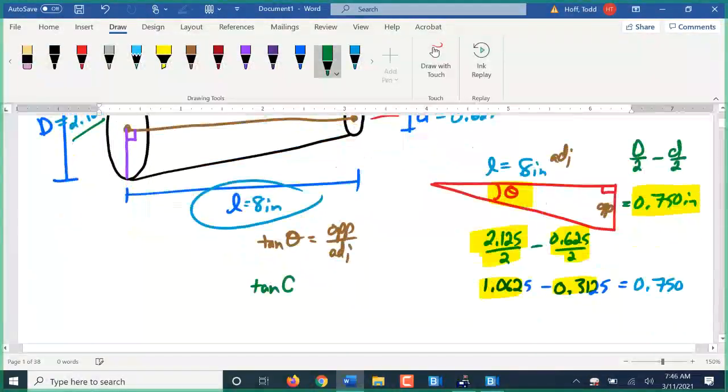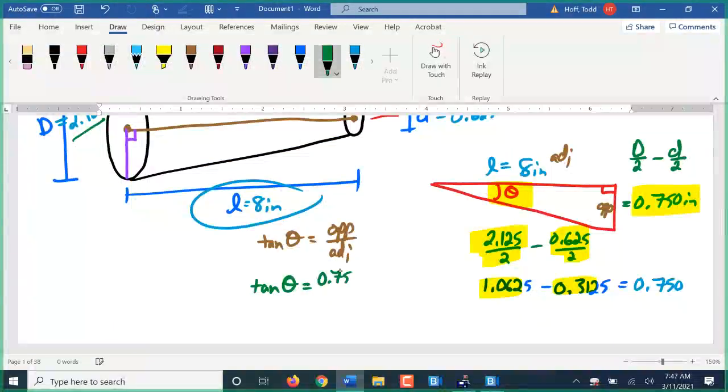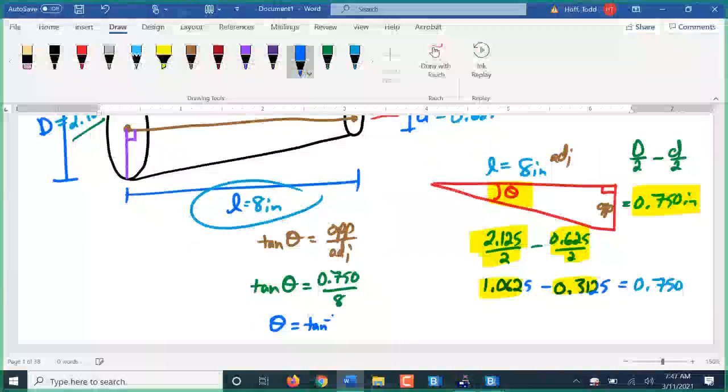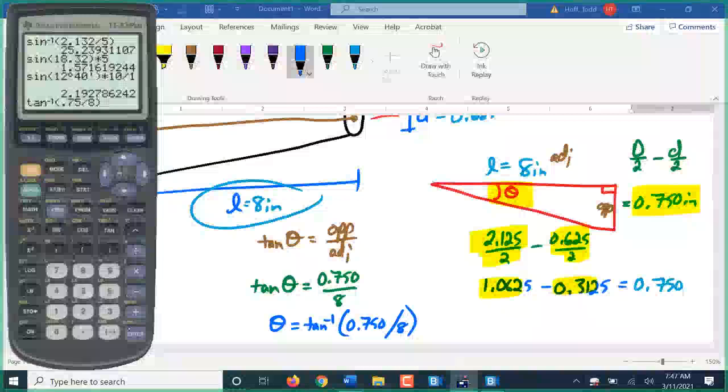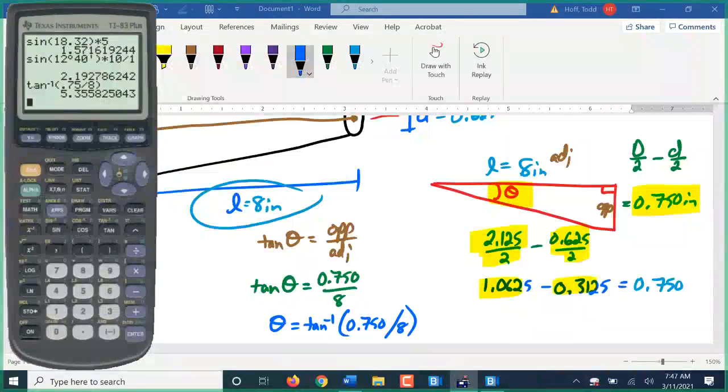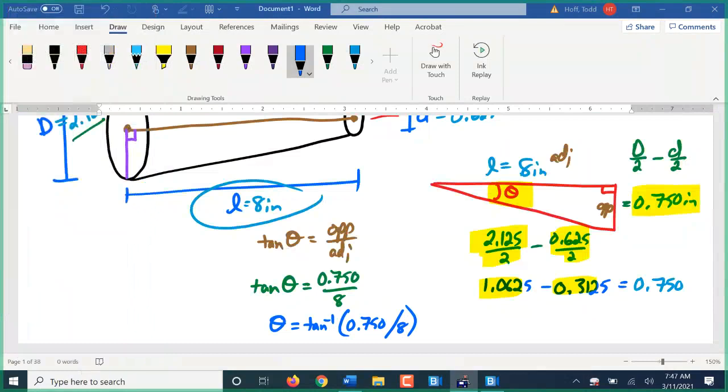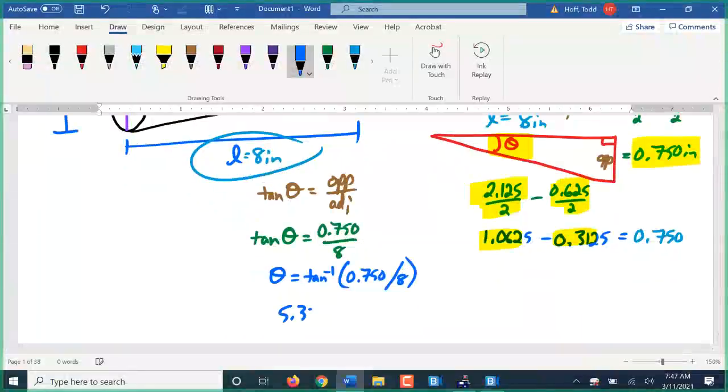We're looking for the angle. The opposite side is 0.75, and the adjacent side is 8. Now, since we are looking for an angle, we find that angle by doing an inverse trig function. Inverse tangent of 0.75 divided by 8. Second tangent, 0.75 divided by 8, close the parentheses. We get 5.36 degrees.